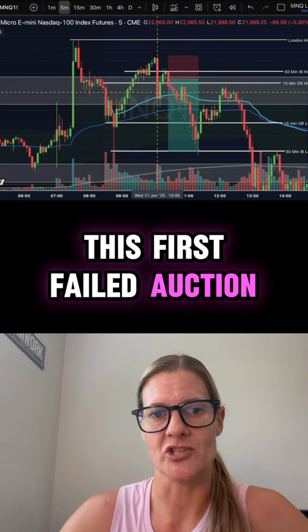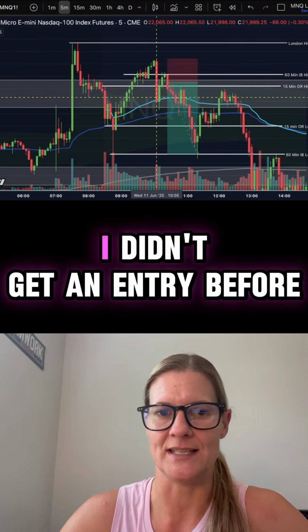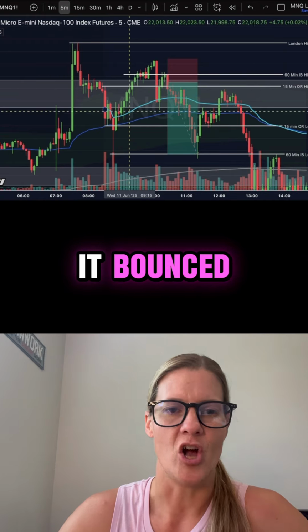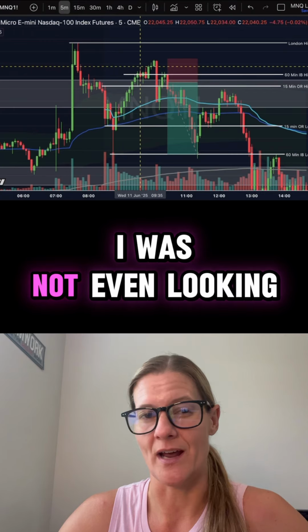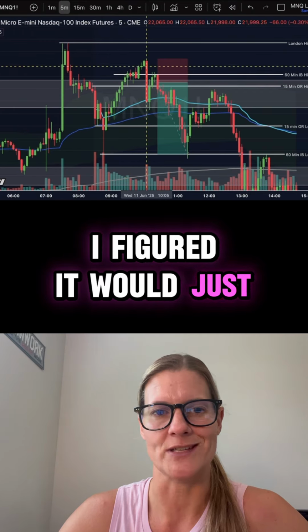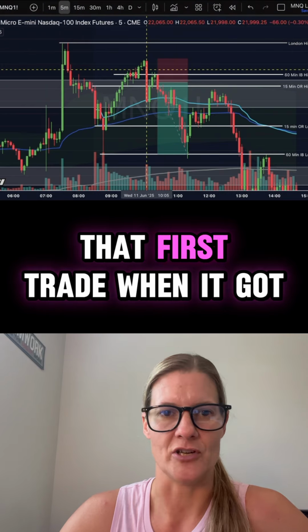This first failed auction, to be transparent, I totally missed it. It happened really fast. I didn't get an entry before it bounced. Also, we were bullish all morning, all during the open, so I was not even looking for shorts. I figured it would just bounce off the initial balance high and continue higher. I missed that first trade.